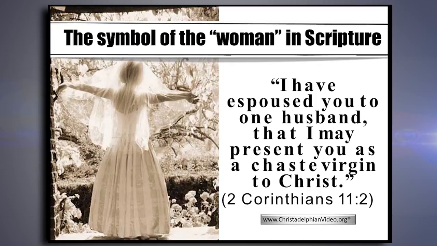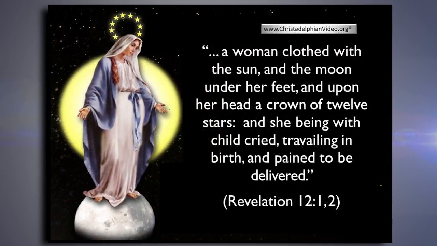So we are to be virgins. We are to be chaste. We should be absolutely devoted for him, waiting faithfully for him. All right? So if you have a woman described as this, a woman clothed with the sun, with the moon under her feet, and upon her head the crown of 12 stars, and being with child, travailing in birth and pain to be delivered.